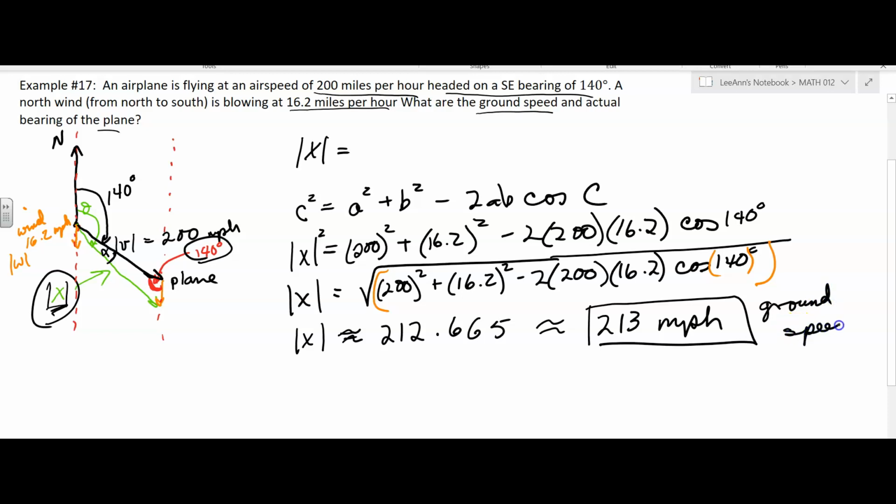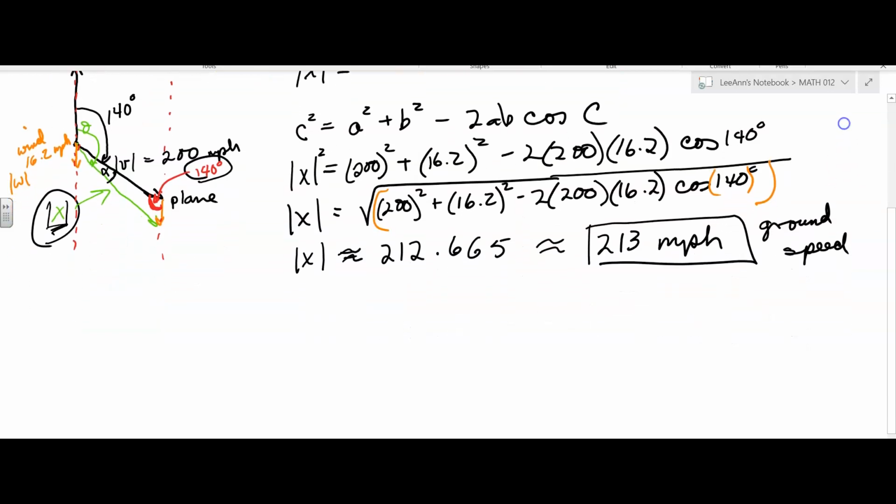And now we need to find that angle alpha. So to do that, we're going to use the law of sines, because now we have this angle over here, and we know the magnitude. So we can say this is the 16.2, and we're trying to find an angle, so let's go sine alpha over 16.2 equals our magnitude that we just found.